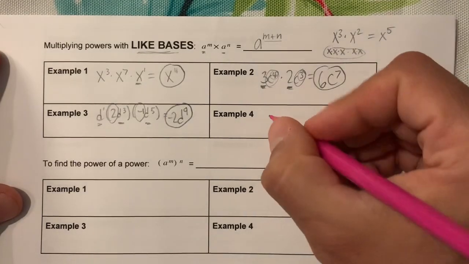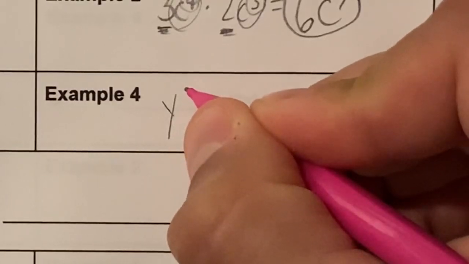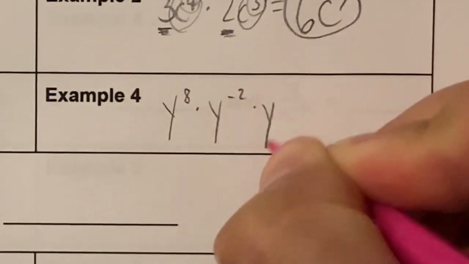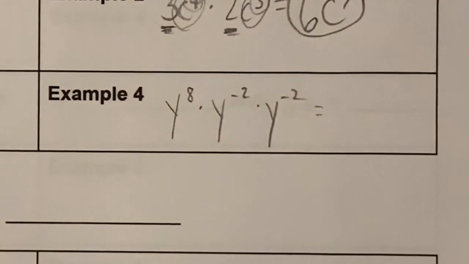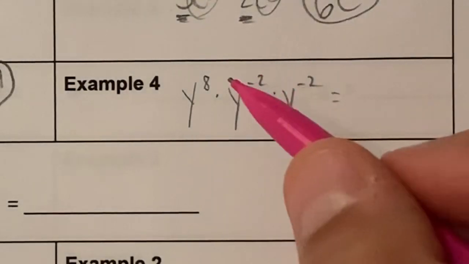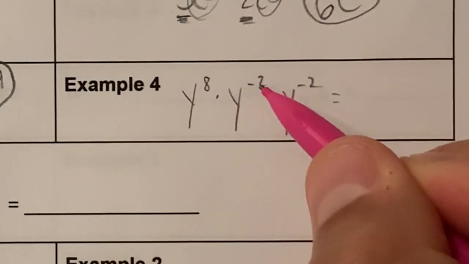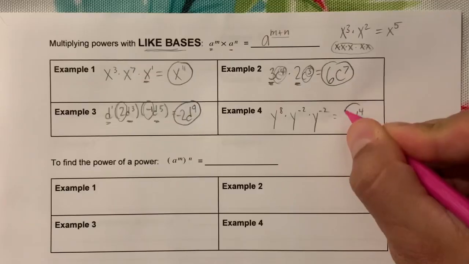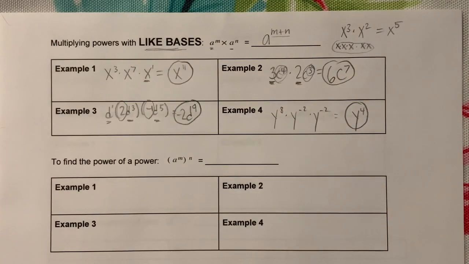For my last question, I could have y to the eighth times y to the negative second times y to the negative second. The property also holds true when my exponents are negative, and so I can just simply add these together. 8 plus negative 2 is 6, and 6 plus negative 2 is 4, and so my final answer here is going to be y to the fourth.